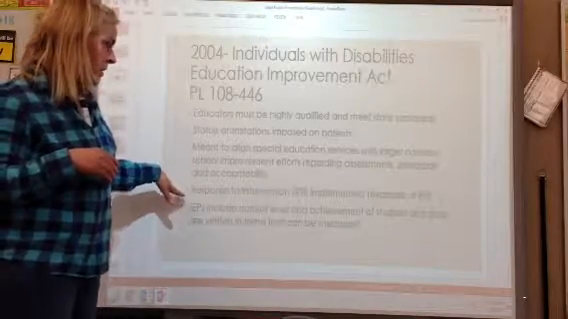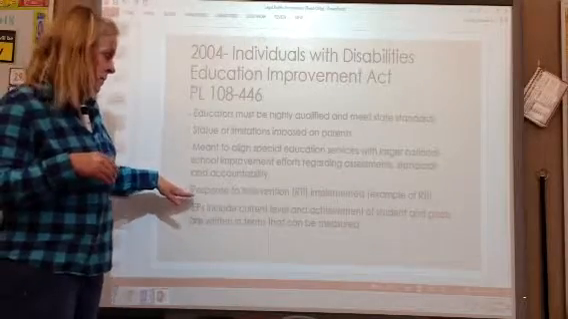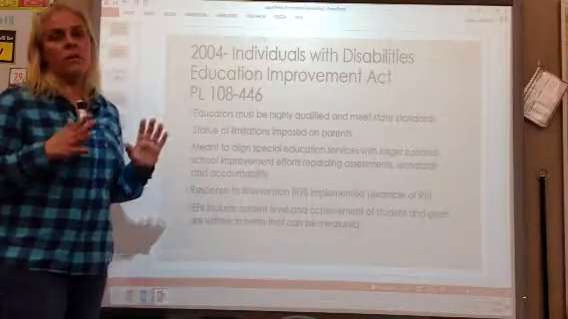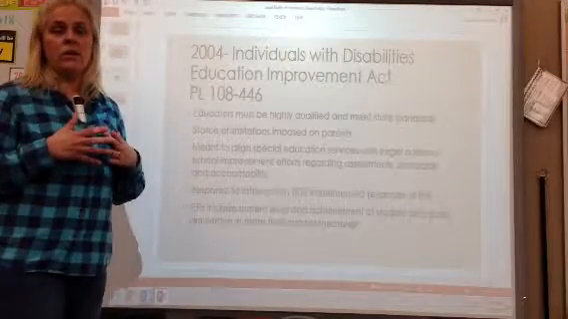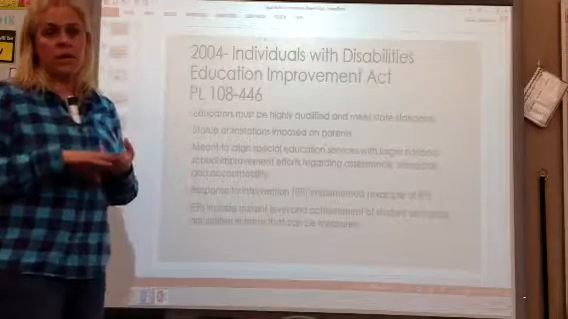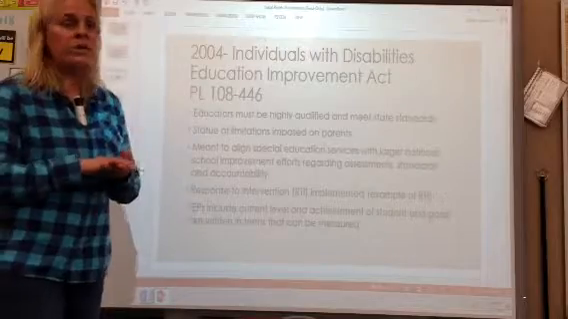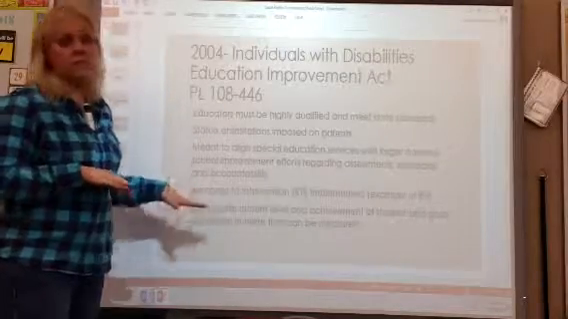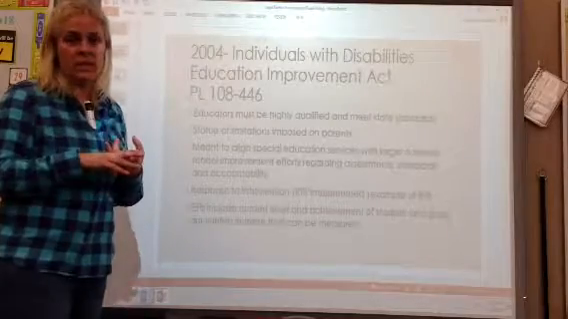Response to intervention, RTI, is implemented. RTI is something that we use at our school, and it is a phenomenal tool for us. We meet together with all of the kindergarten teachers. We have our counselor there, our principal there, our special education teacher there, our speech pathologist there, and we go over assessments. We do Literacy First at our school, and we also do STAR 360 testing.